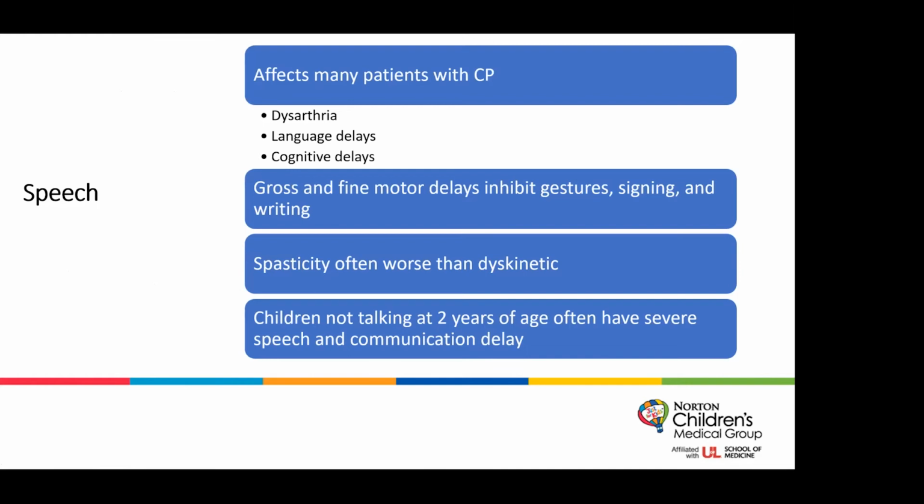One of the things that gets unrecognized is the problems with motor development and how that relates to speech as well. So patients with gross and fine motor delays, they're not going to be able to gesture, they're not going to be able to sign, they're not going to be able to write. So that can cause other problems with communication. Patients with spasticity often have worse speech than patients who are dyskinetic. And one of the keys is that many studies have shown patients not talking at 2 years of age often go on to have severe speech and communication delay. It doesn't mean that they won't speak, but it often means that they will have much trouble speaking.